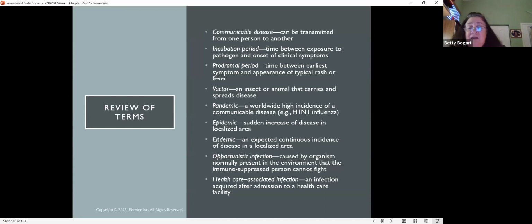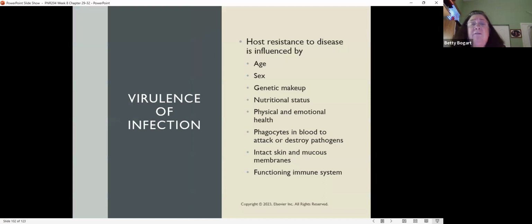And healthcare-associated infection is something that comes from the hospital. And as I said, one of those is MRSA, and there's VRE, and there are a couple more. And it's because we're not washing our hands well enough.